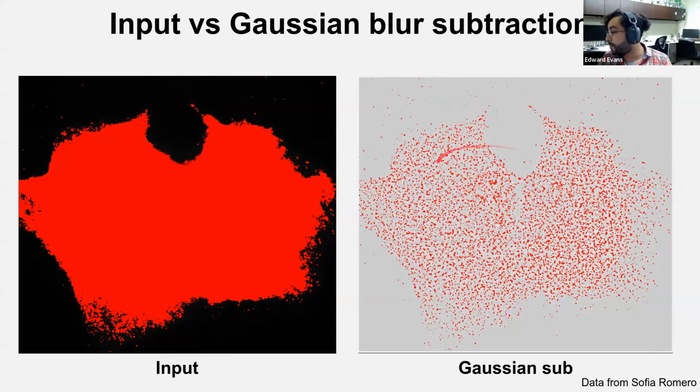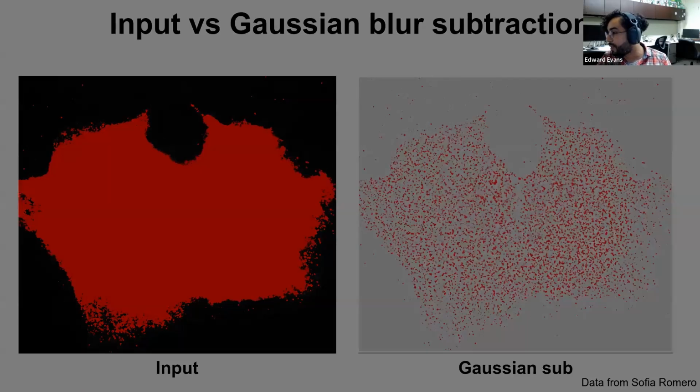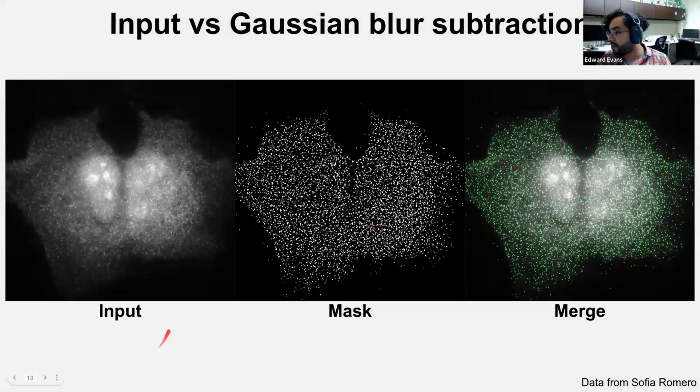But if I do that same threshold on the Gaussian subtraction, I can see that I'm doing much better at obtaining the objects of interest. Maybe I'm not getting all of them, but I'm getting most of them. So if we put this together, here's the input image, here's that mask, and then here is that mask overlaid on that input image. You can see it's cut through quite a bit.